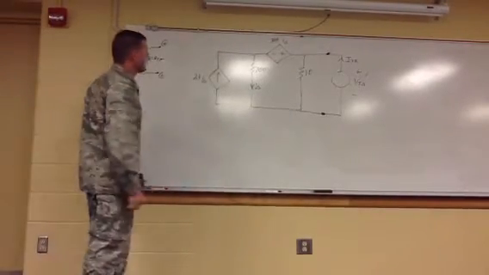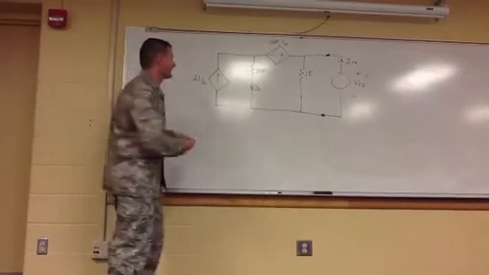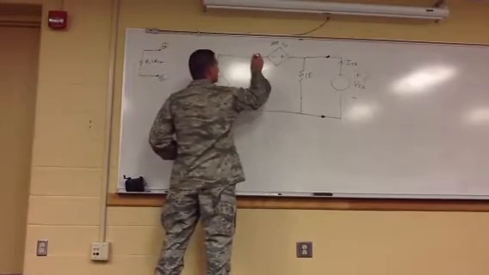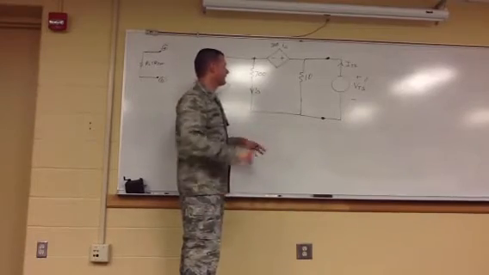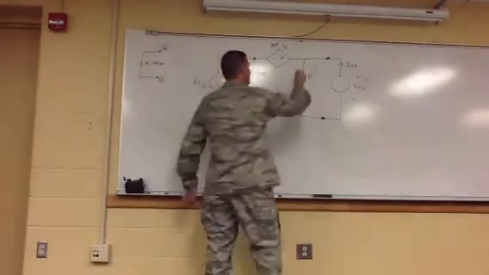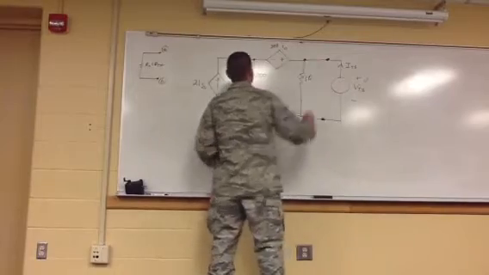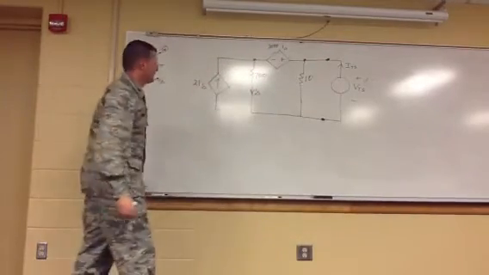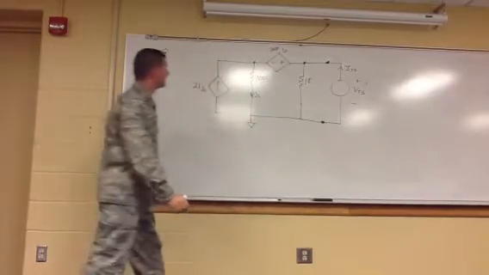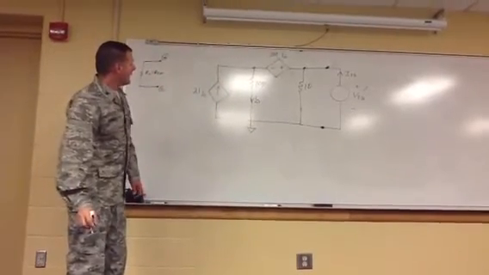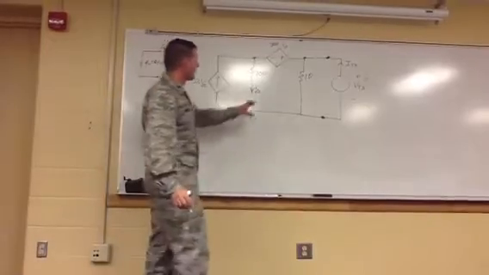I just automatically go to node voltage. I mean, it's just easy to remember. I don't see anything in parallel that we can combine together. I don't see anything in series. So voltage division, current division, this just reeks of node voltage equation. Okay, and let's try to do this one a little more efficiently.